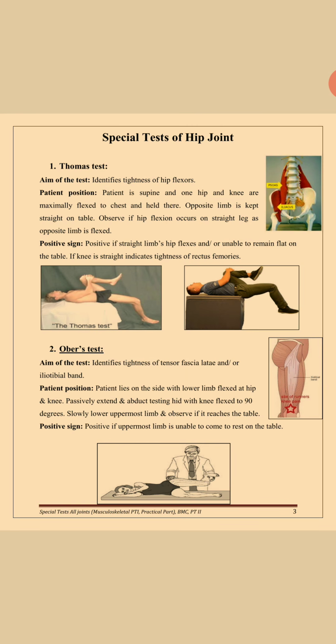Ober's test. Aim of the test: identifies tightness of tensor fasciae latae and/or iliotibial band. Patient position: patient lies on the side with lower limb flexed at hip and knee, testing hip passively extended and abducted with knee flexed to 90 degrees. Slowly lower uppermost limb and observe if it reaches the table. Positive sign: positive if uppermost limb is unable to come to rest on the table.